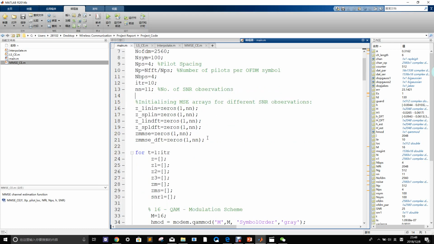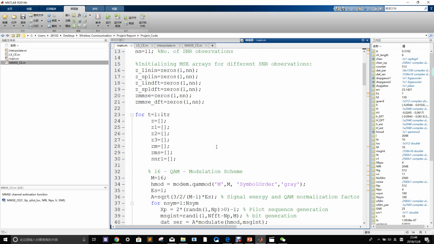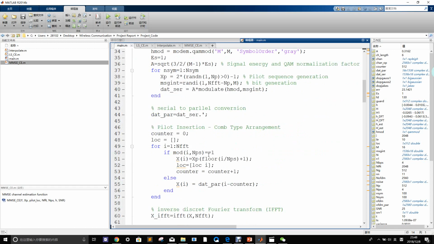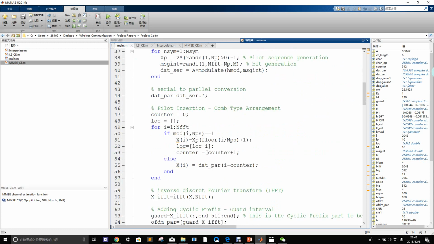Now I initialize the MSE arrays for different SNR observations as in this part, and I initialize the 16 QAM as the modulation scheme. Then pilot insertion is in this part.